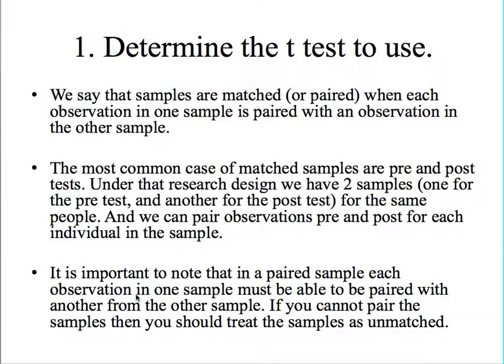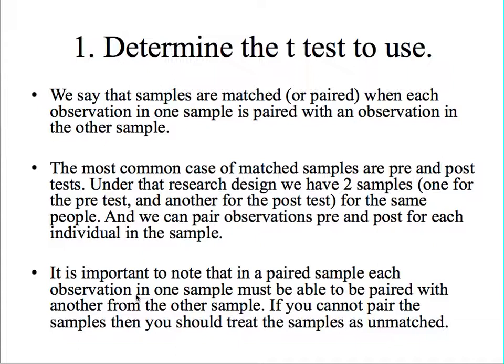Under that research design, we have two samples, but they correspond to the same individual. Same group of individuals, and they are matched. So we observe a group of people at one point in time. That's one sample, and then we observe the same group of people at another time on the post test. And we have observations for the same individual at two points in time, and we can pair those observations. When we can do that, we have a paired sample, or a matched sample.